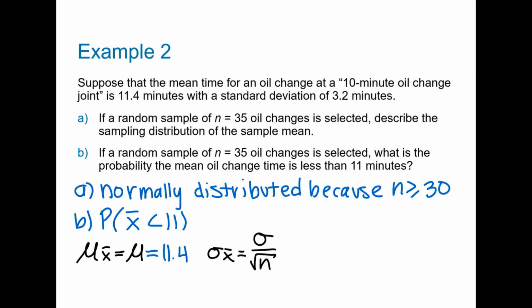Now let's compute sigma of x bar. We are told that sigma is 3.2 minutes, and we have that the sample size is 35. Rounding to 4 decimal places, we get approximately 0.5409. Now let's draw a sketch.